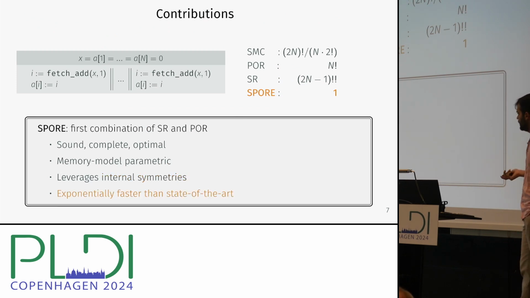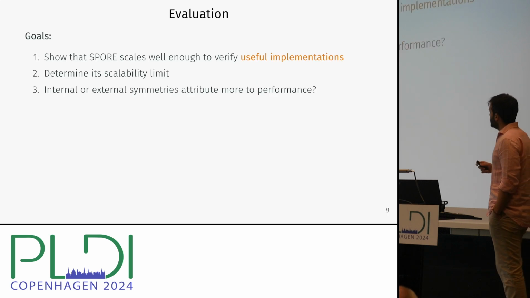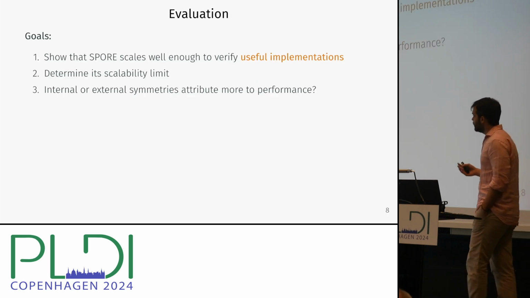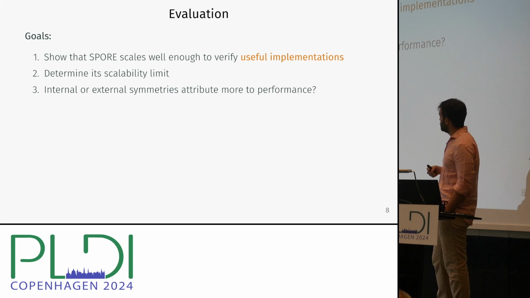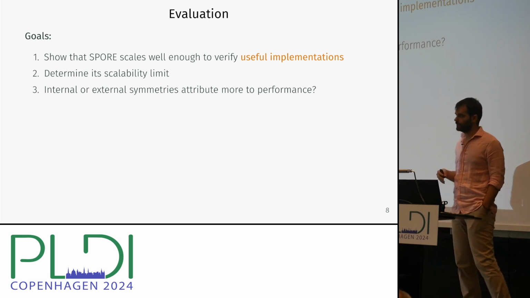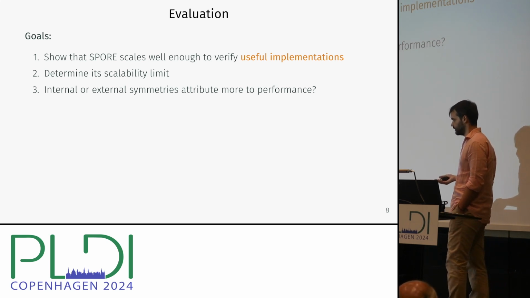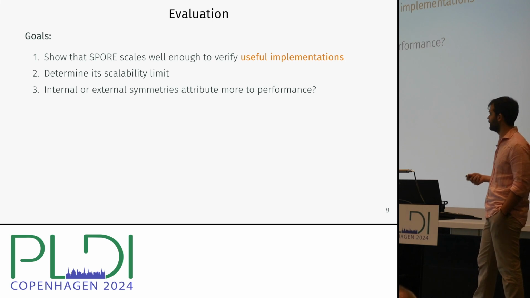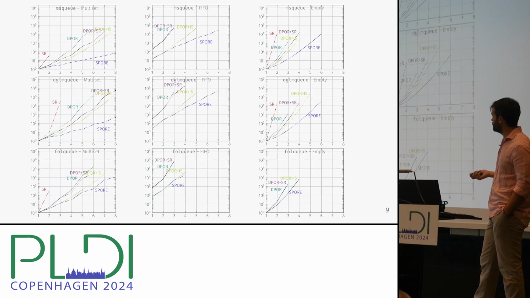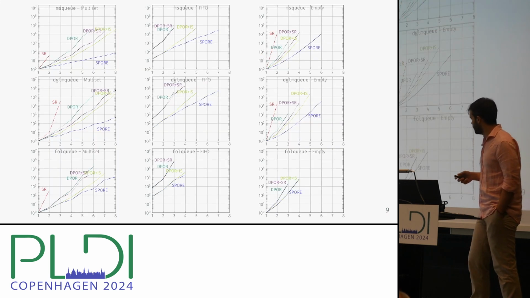Okay, and just a bit of evaluation. So essentially what we wanted to show is that SPORE scales well enough to verify realistic implementations, and we got some real-world data structures, also some data structures from some widely used concurrent libraries, and we wanted to see how well SPORE scales. We tried various configurations.